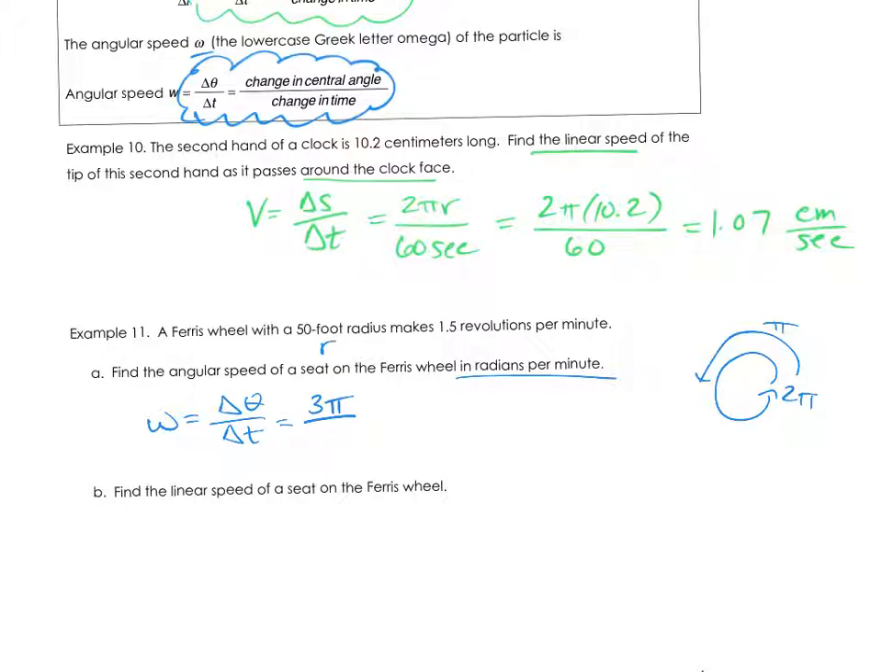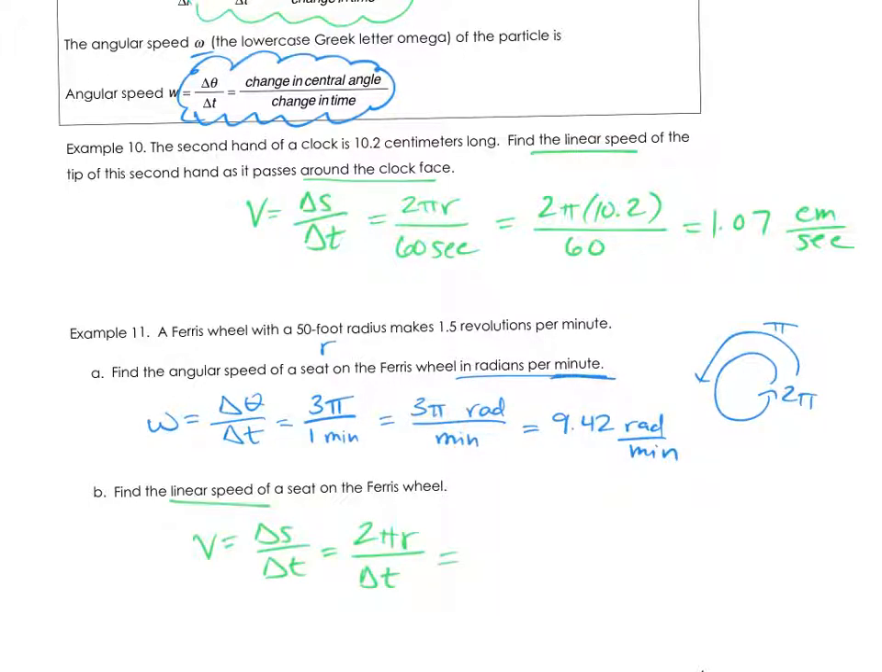So again, we want to stay in minutes, so we're going to leave this as 1 minute. And so when I put that in, 3 times pi is 3 pi radians. We want our units, especially since this would be a physics question, per minute. And then you could also put that in and call that 9.42 radians per minute. Either one of those is an acceptable answer.